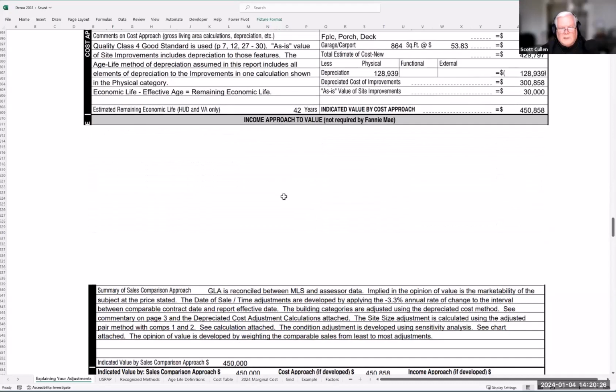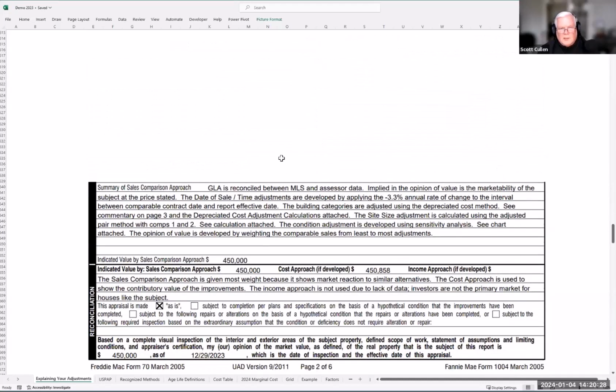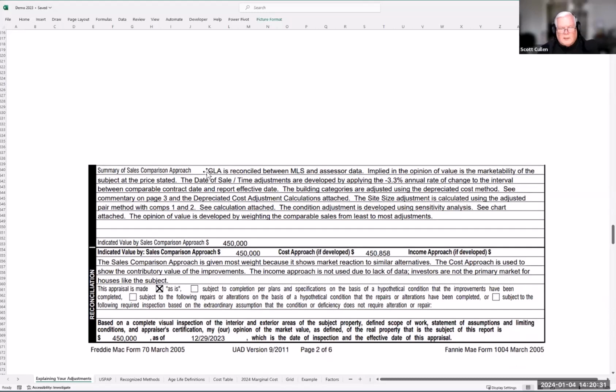So we've talked about this. Just go over this a little bit more. This is a comment. You can use it or not. I thought it was pretty good doing a review that GLA is reconciled between MLS and assessor data. A lot of times agents will include something like a porch and you can plainly see that it's GLA or that it's not GLA. Sometimes they'll include a basement, which is not GLA. So I do some reconciling, meaning I try to decide which is true. And then implied in the value is the marketability of the subject. Again, that's another comment that one of my banks asked me to include, and I thought it made some sense.